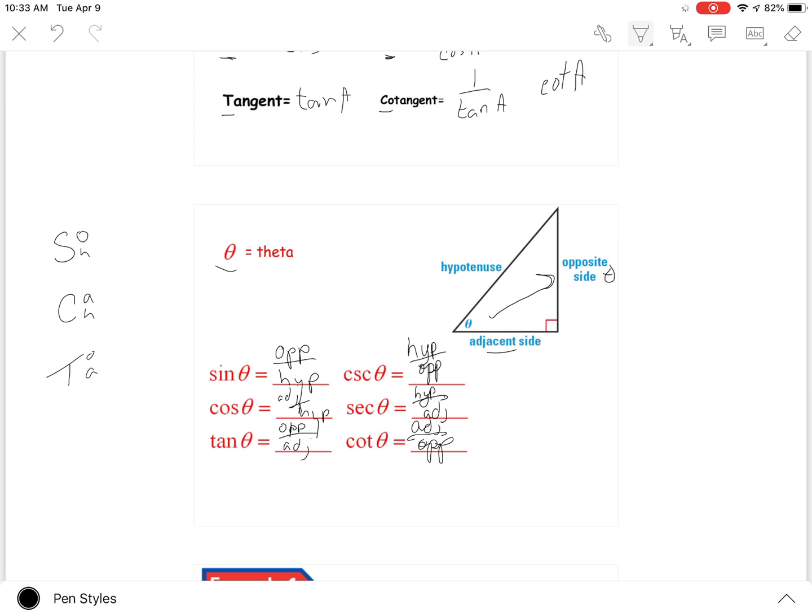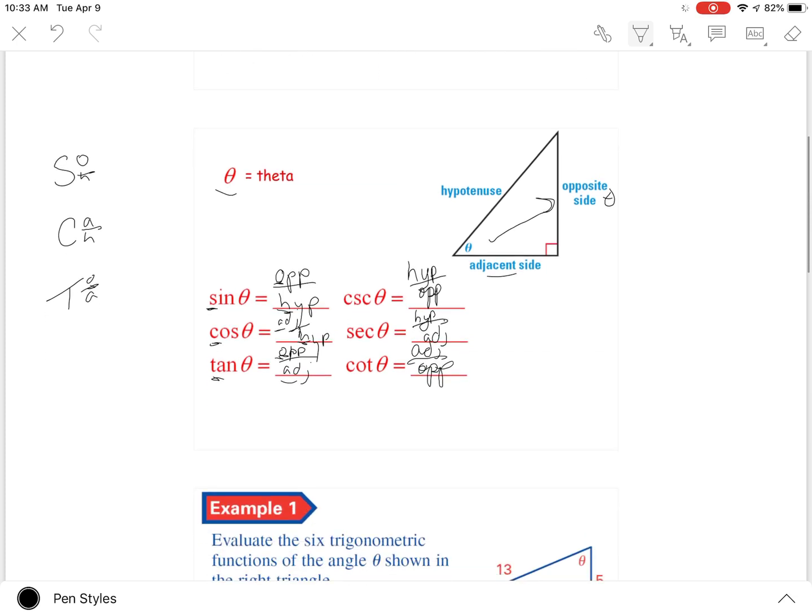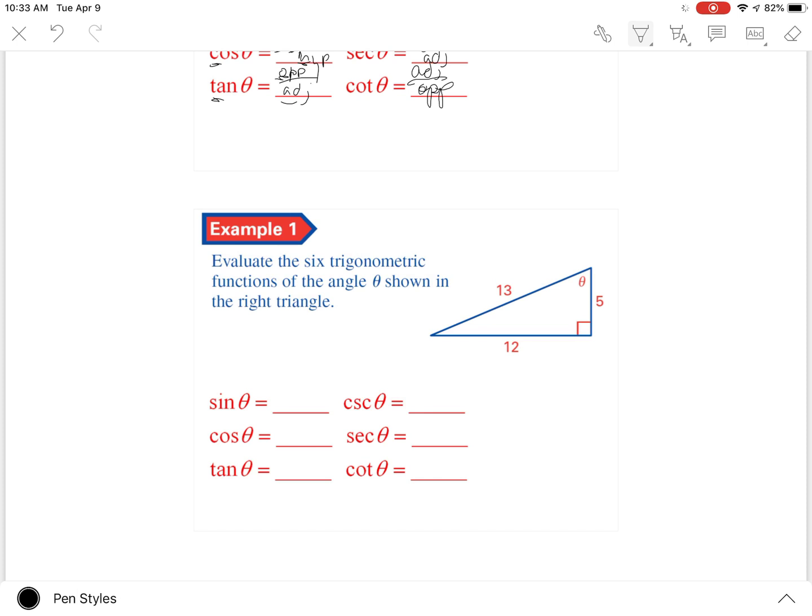A way to remember these might be the phrase SOH CAH TOA. And the reason why I write them like that is because sine is the opposite over hypotenuse fraction. Cosine is the adjacent over hypotenuse fraction. And tangent is the opposite over adjacent fraction. So, SOH CAH TOA.